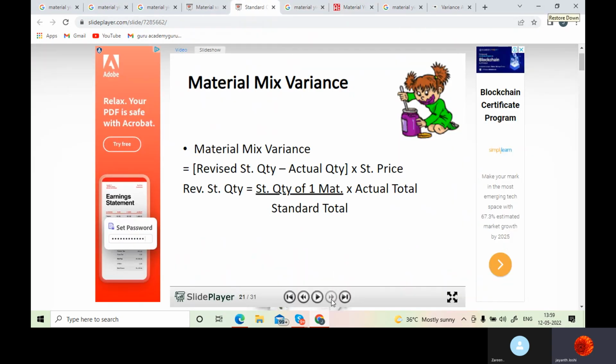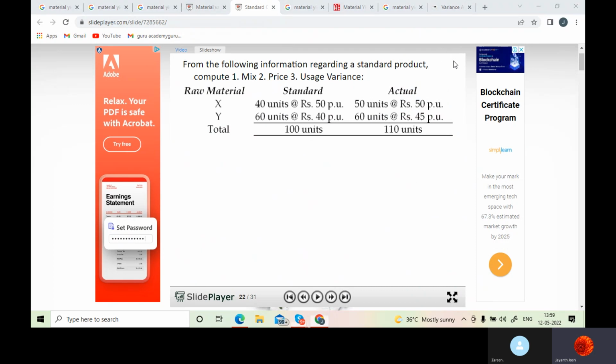So I'll take a simple question. I'll give you one more question to solve. So this is a question. I'll write down all the points here, and you can see clearly: standard mix, which is a combination of standard units of X and Y materials, is 100 units, and actual mix, which is a combination of X and Y material units, is 110 units, and standard mix is not equal to actual mix.